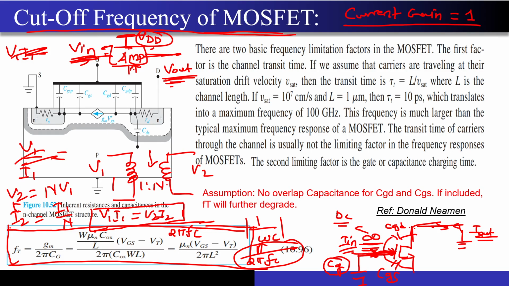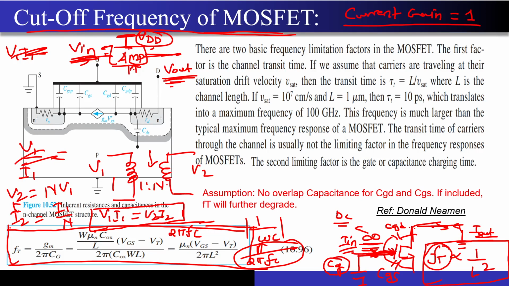It is inversely proportional to L square. If I reduce the channel length of the MOSFET, my cutoff frequency, that is the frequency till which my amplifier acts like an amplifier, actually increases.